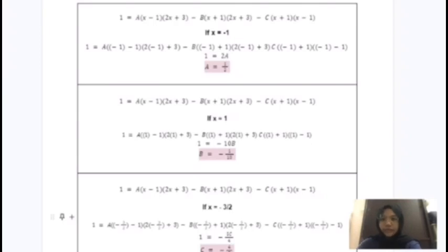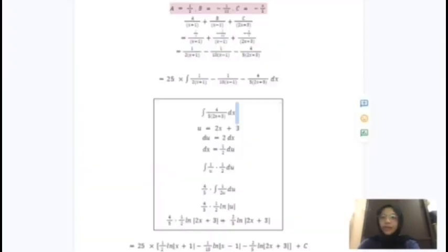After calculating a, b, and c, they are substituted into the main equation we made earlier, which is a over x plus 1 plus b over x minus 1 plus c over 2x plus 3. a is substituted by 1 over 2, b by negative 1 over 10, and c by negative 4 over 5. This is simplified into 1 over 2 (x plus 1) minus 1 over 10 (x minus 1).